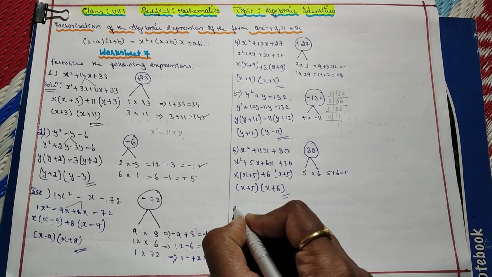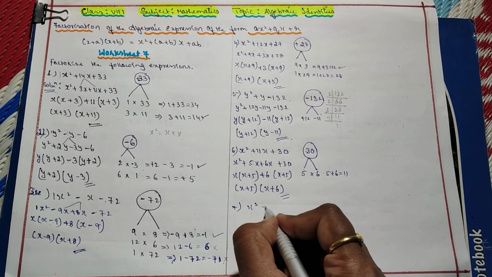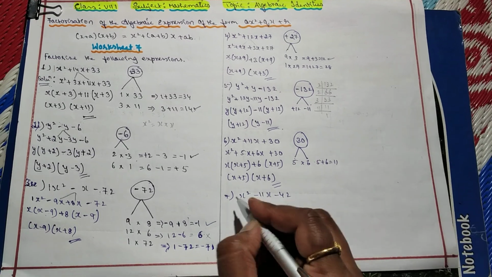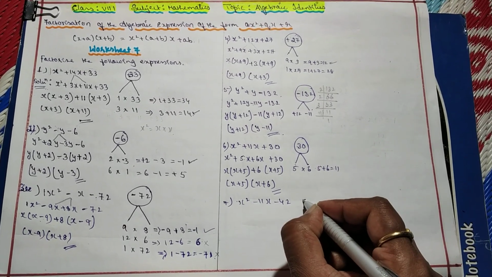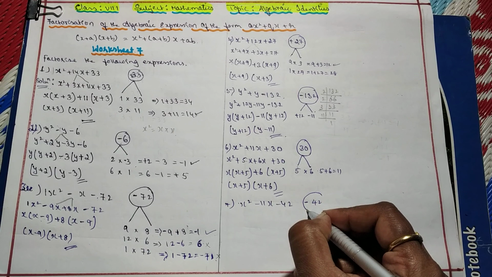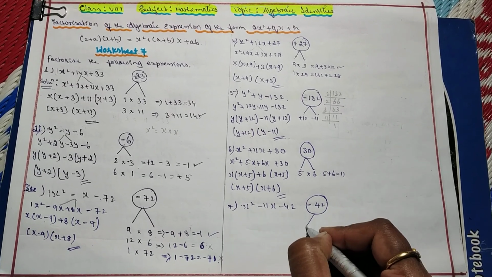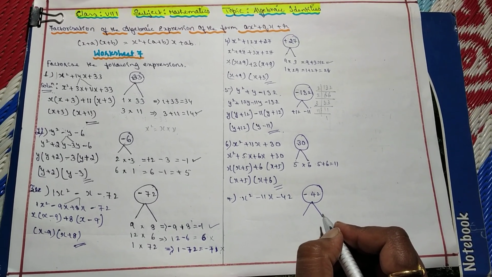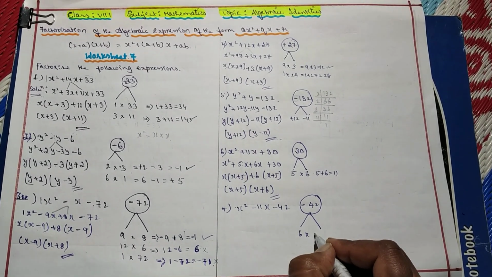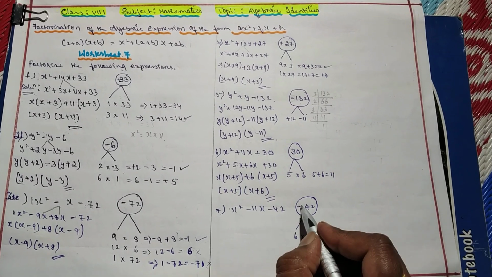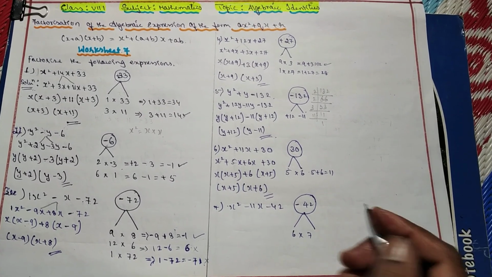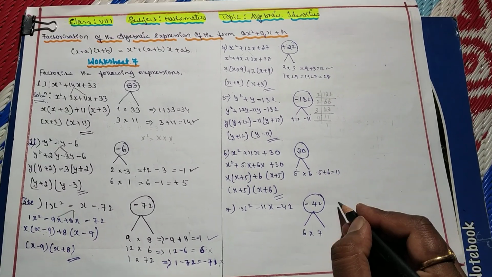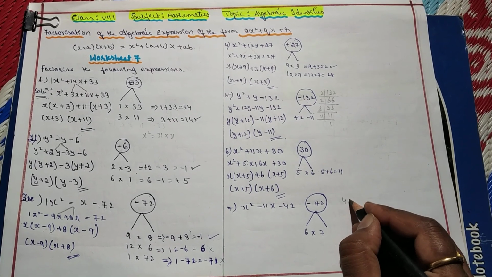Now let me move to question 7. That is x square minus 11x minus 42. The first step is to multiply: 1 into minus 42 is minus 42. The second step is choosing the table. Table 42: 6 7s are 42. And since it is minus 42, I should get a subtraction, and the subtraction I should get is minus 11, right? So now let me go with the prime factorization.